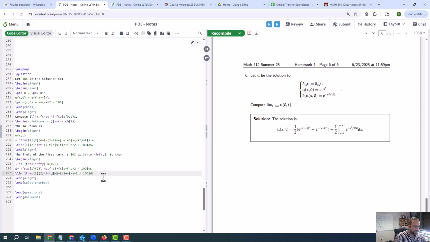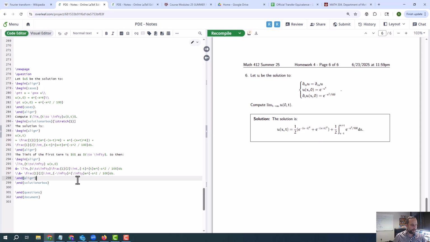Actually, you know what? What I'm going to do first. Well, no, sorry. All right. This is just the integral going from minus infinity to positive infinity. So I need to put this here. So it's going to be this integral, but going from minus infinity to positive infinity.